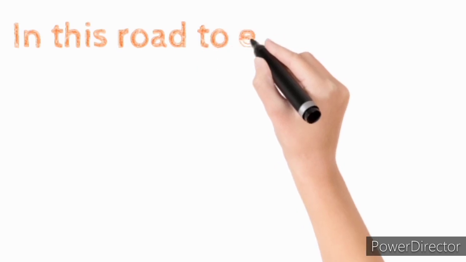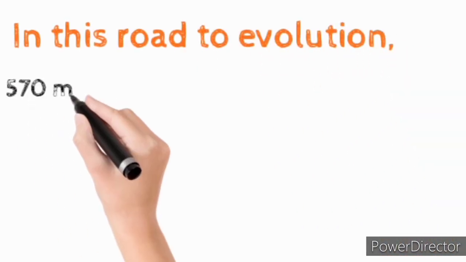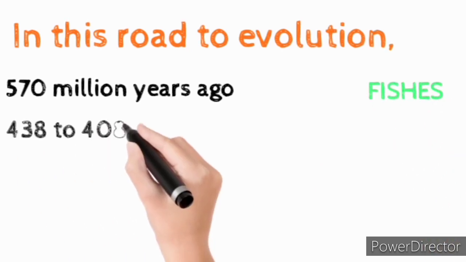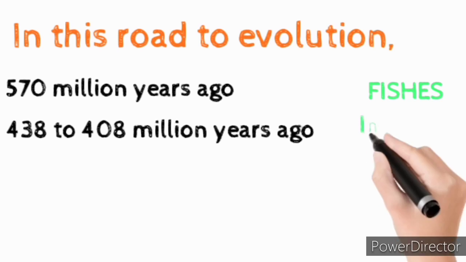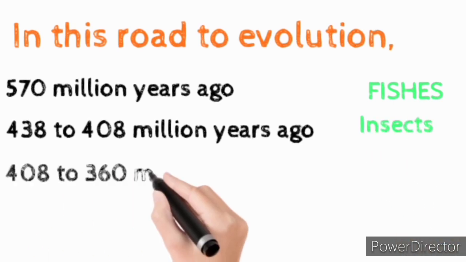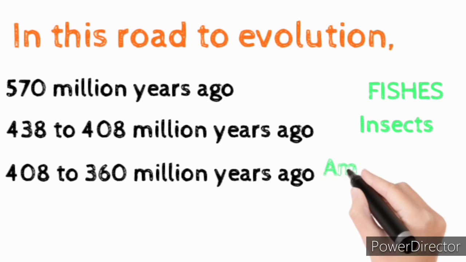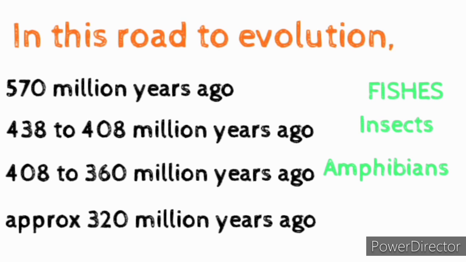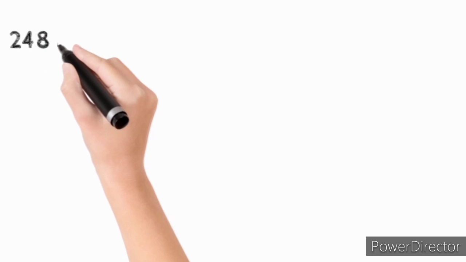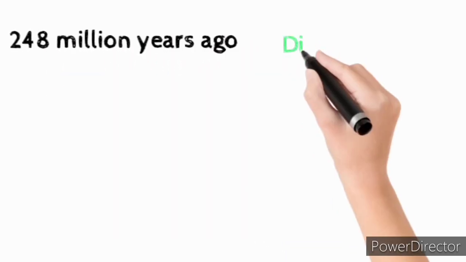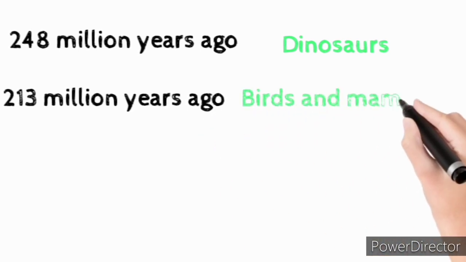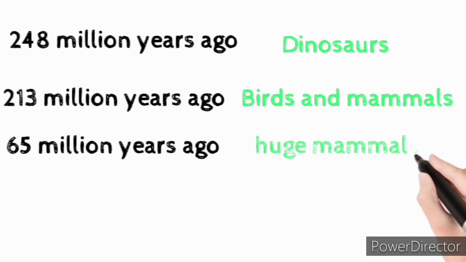In this road to evolution, 570 million years ago, fishes evolved. 438 to 408 million years ago, insects. 408 to 360 million years ago, amphibians. Approximately 320 million years ago, reptiles. 248 million years ago, dinosaurs. 213 million years ago, birds and mammals. 65 million years ago, huge mammals.